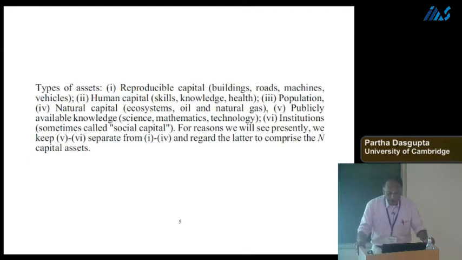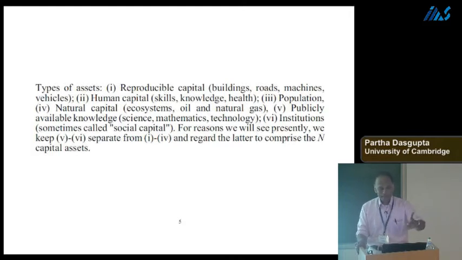So there's the usual type 1 reproducible capital assets: buildings, roads, machines, vehicles, the stuff of basic economic models. Okay? I want to include, obviously, human capital: skills, knowledge, health. Human capital, health and education have both a constituent element, health in particular, as well as a determinant of well-being. If you're in good health, you feel good. It must be a constituent. On the other hand, of course, if you feel well, you're a more productive worker than you would be if you were not feeling well.